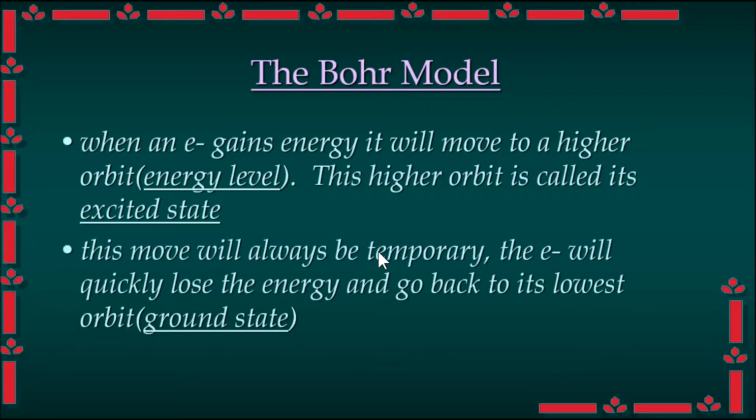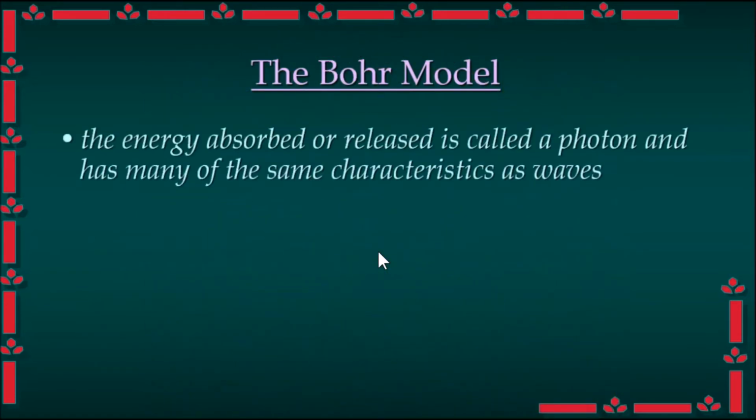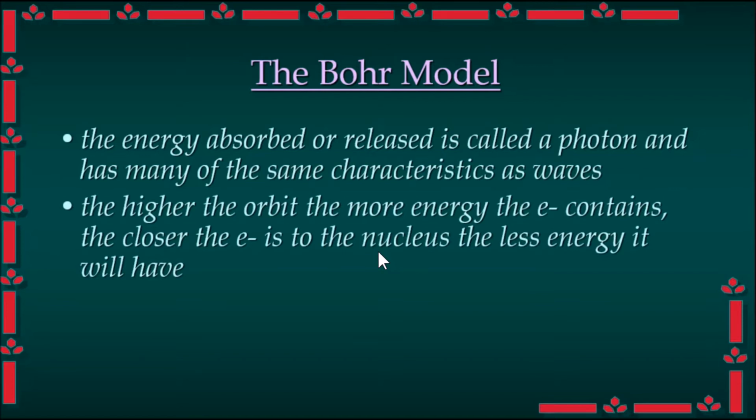This move will always be temporary and the electron will quickly lose the energy and go back to its lowest orbit, which is ground state. Okay, the energy that is absorbed and released is called the photon. Photon, P-H-O-T-O-N, photon. The energy absorbed or released is called a photon and has many of the same characteristics as waves. The higher the orbit, the more energy the electron contains. The closer the electron is to the nucleus, the less energy it will have.